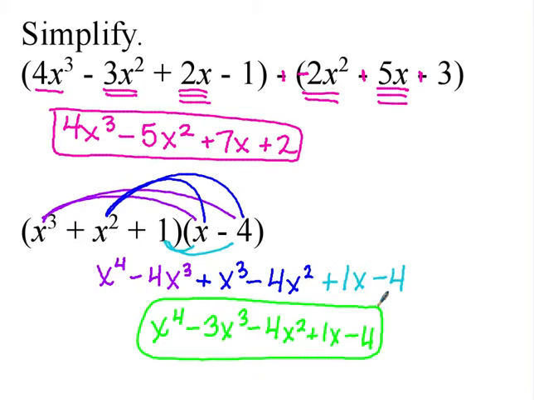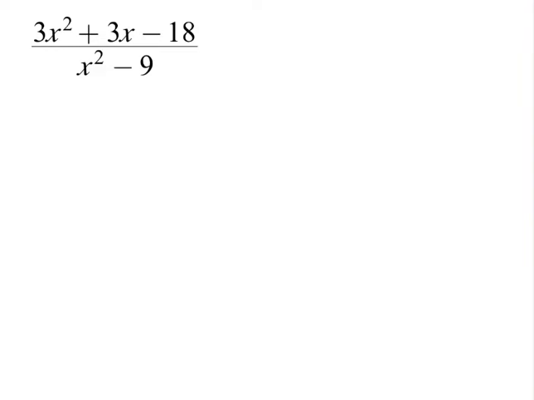Okay, next we're going to look at dividing polynomials. So now the question is, how do you divide these two polynomials? Ideas? Find something they all go into. Let's look at the top. What goes into all 3 terms on the top? A 3. So if I take a 3 out, I've got x squared plus x minus 6.